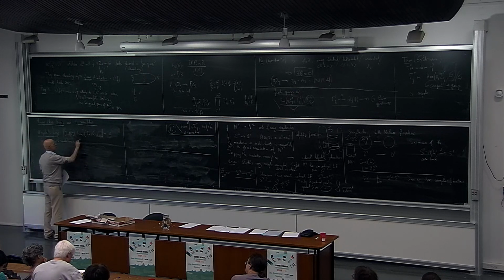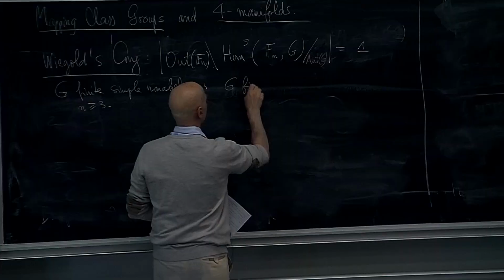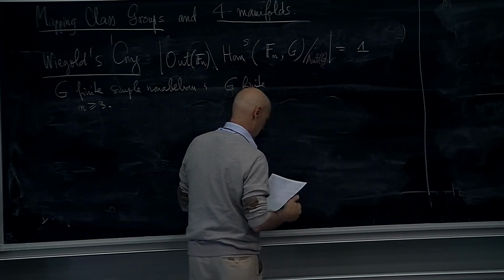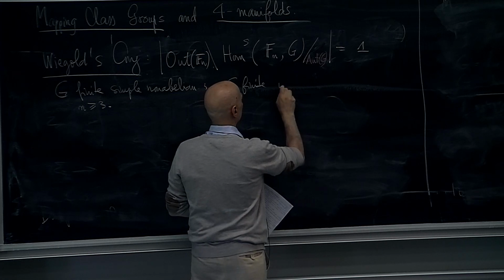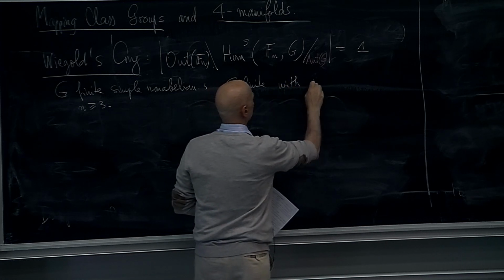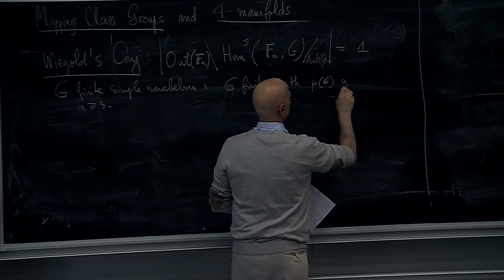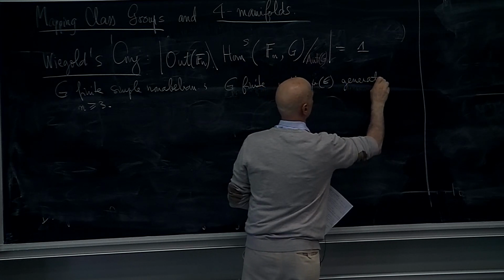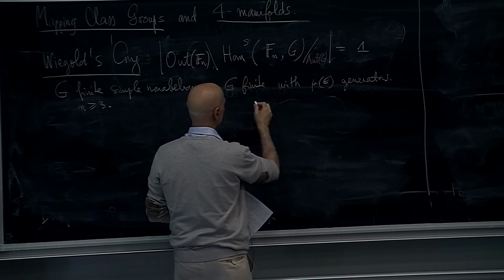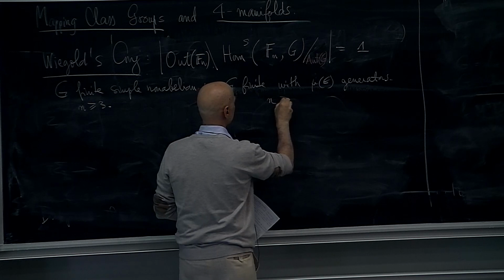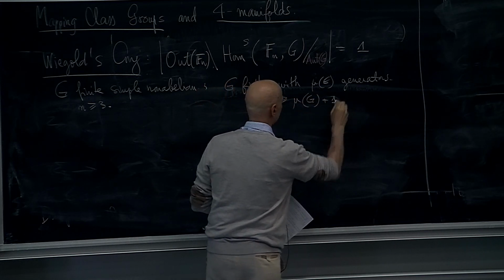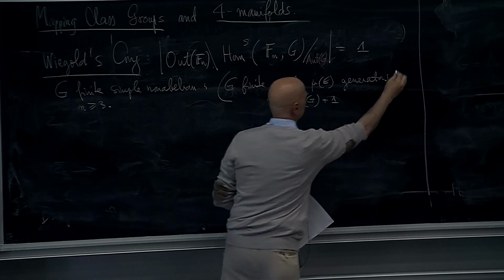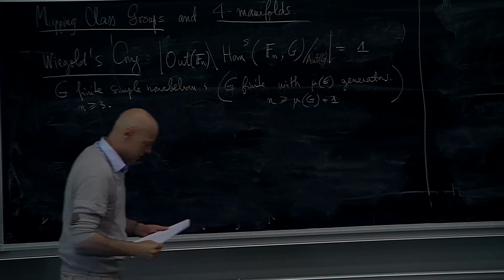If you take G finite, arbitrary, not necessarily simple non-abelian, with mu of G generators, the more general conjecture is that it works for n bigger or equal to mu of G plus 1. This is the generalized conjecture, still open.